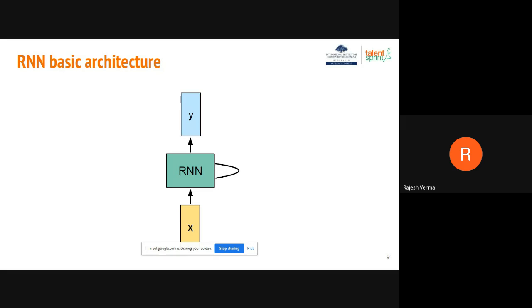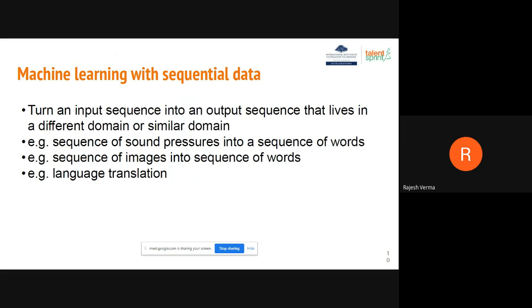This is the architecture of a recurrent neural network, in which the network has to go back and forth, and then analyze the particular sentence or the particular signature. Now, with sequential data, we turn an input sequence into an output sequence, and then we identify the particular sentence or signature. For example, a sequence of sound pressure into a sequence of words. This recurrent neural network is going to analyze that.